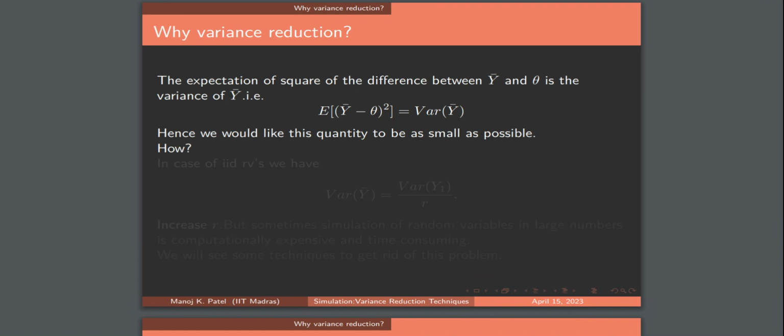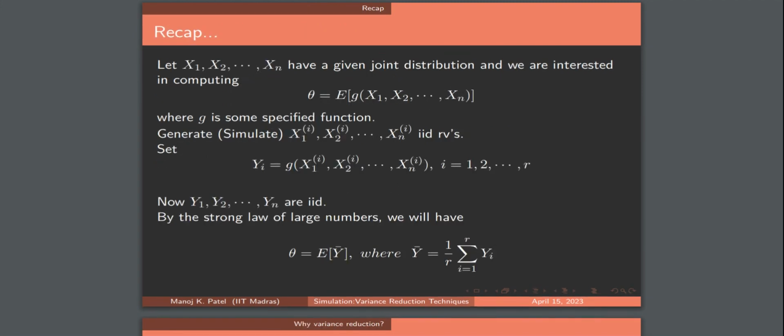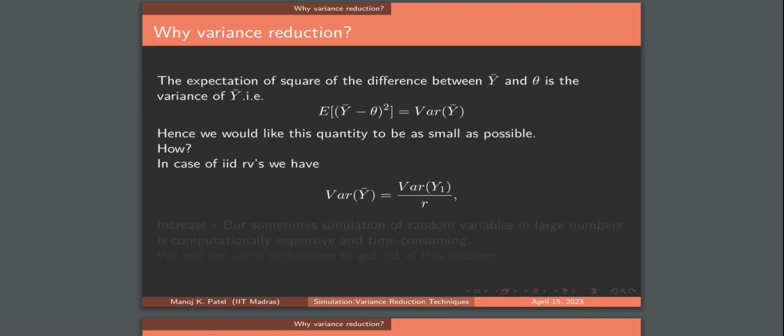In the case when the Yi's are independent random variables, what is Y bar? Y bar is the sample mean. So the variance will be, as those are independent and identically distributed, the variance of Y1 divided by r, the number of samples. So one way to get a small variance is to increase the value of r.